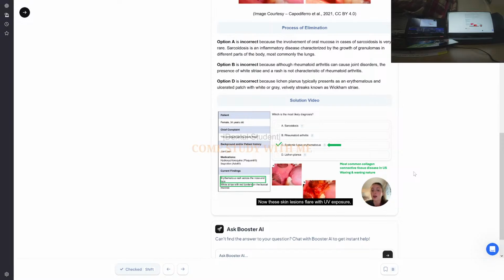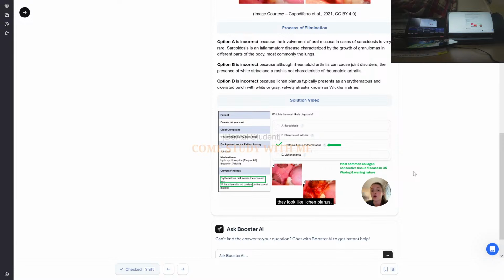Now, these skin lesions flare with UV exposure, and in these patients, we can even see renal and cardiac involvement quite often. But as far as oral involvement, which this patient does have, they can definitely have it, but it actually appears in 5 to 25% of patients. Now, these oral presentations may appear nonspecific, or they could be lichenoid, meaning they're similar to another answer choice that we see here, D, lichen planus.